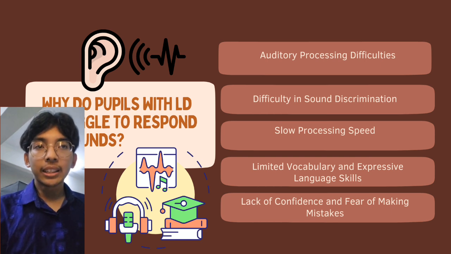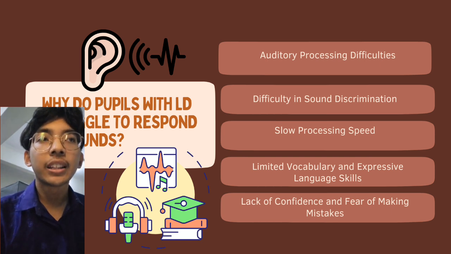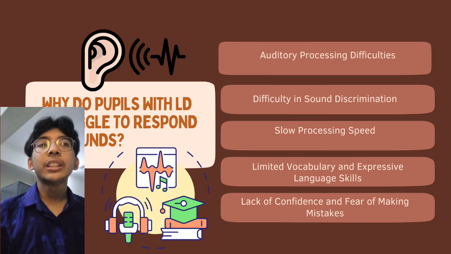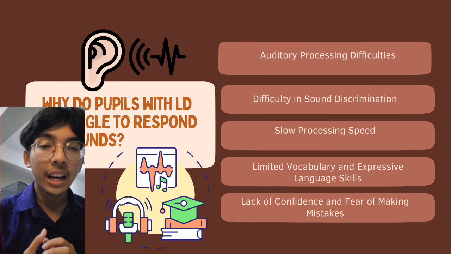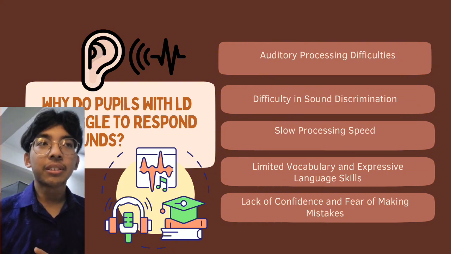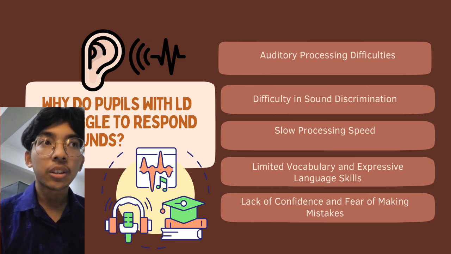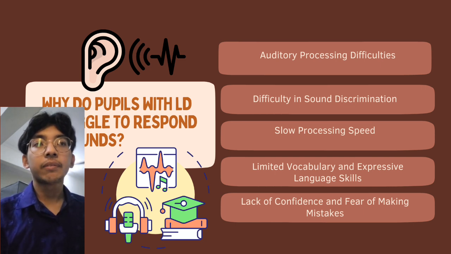The second one is difficulty in sound discrimination. Sound discrimination refers to the ability to distinguish between different sounds. People with LD may confuse similar sounds, such as mixing up meow and moo. This makes it harder for them to match a sound to its correct meaning or object.